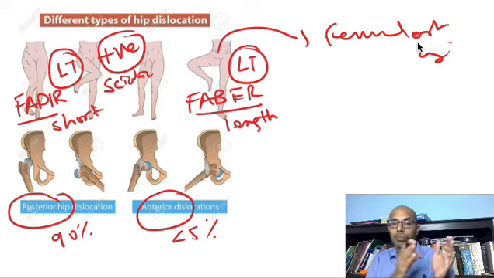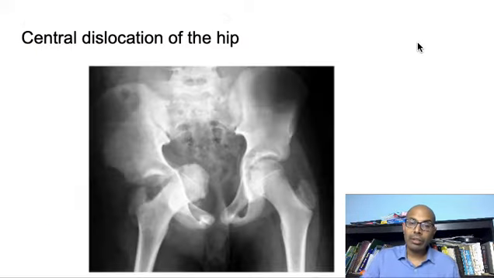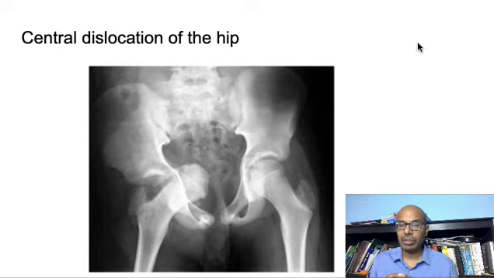So these are the comparison between the anterior and the posterior dislocations. This must be very clear because this question is asked very often. I hope this is clear to you now. Okay, very uncommonly you have another type of dislocation which is called a central dislocation of the hip. The central dislocation is where the acetabulum is broken through and the head migrates into the pelvis. This is called the central dislocation of the hip.